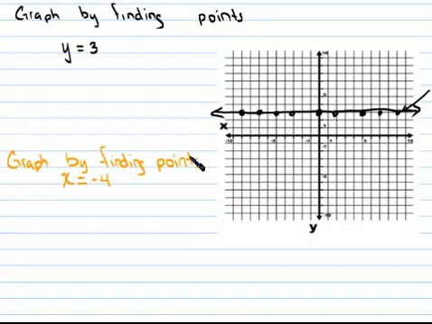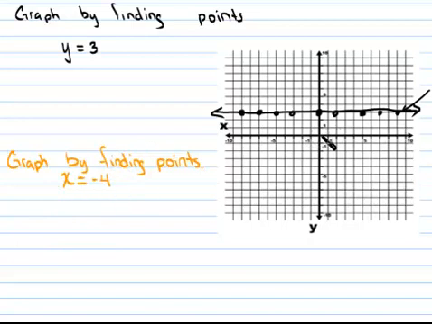Notice once again, it doesn't have both an x and a y variable in this equation. All it states is that the x has to be -4. So in this case we can't choose different values for x because we're specifically being told x has to be -4. The y value is irrelevant here. It doesn't matter what the y value is because it doesn't affect my problem. But the x value has to be -4.